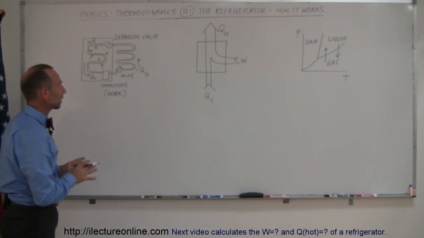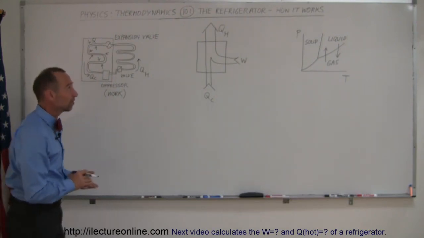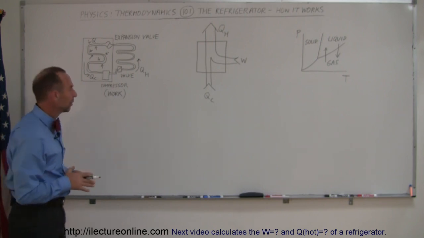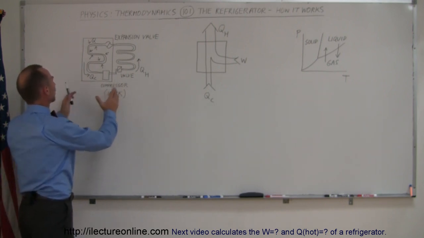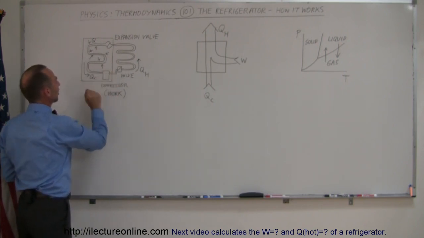And here we're going to talk about the refrigerator or the air conditioner, because it works exactly the same, and how it works. So here I have kind of a drawing of a refrigerator. The big box is supposed to be a refrigerator. Down here we have a compressor.